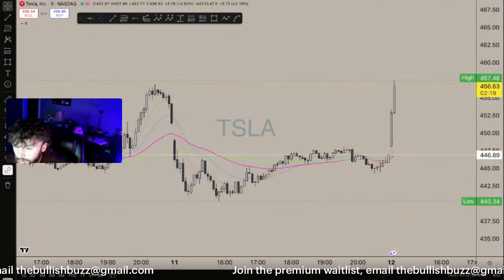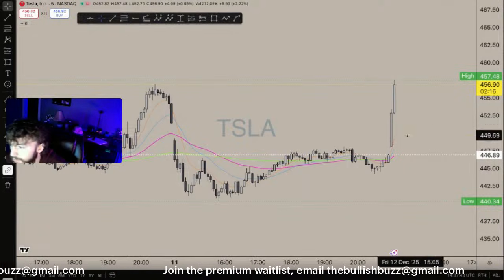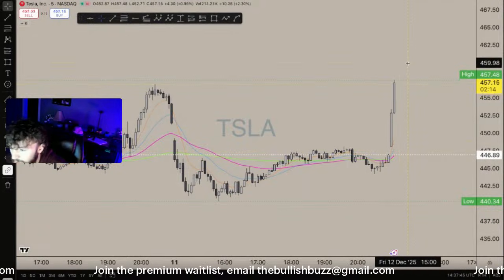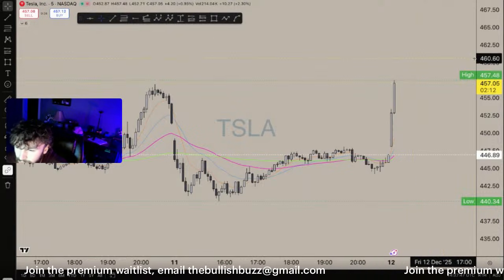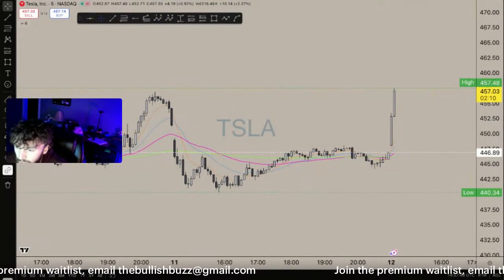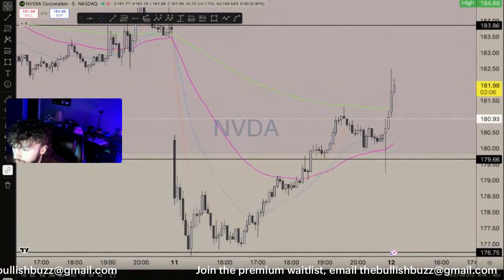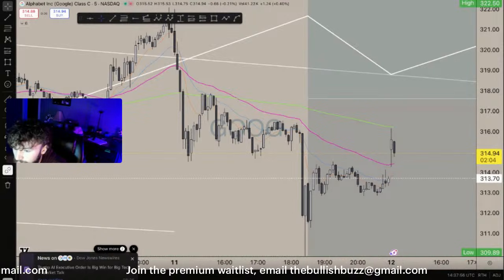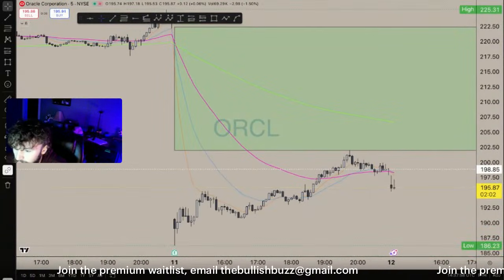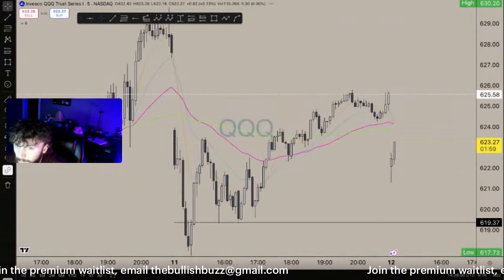Okay, so it looks like Tesla is the top dog right now. Obviously, this is going to make it a little bit hard to trade ORB on Tesla, but yeah, we'll watch Tesla. Silver sold off a little bit. Nvidia looks fine. Google looks fine. Oracle's down about 1.5%.